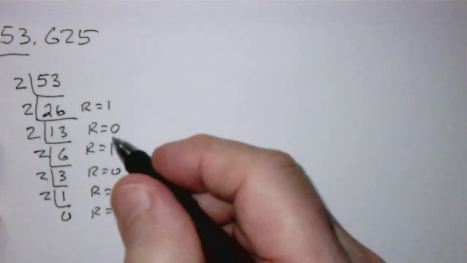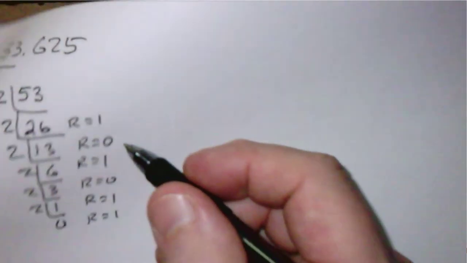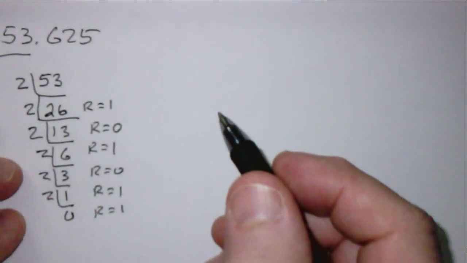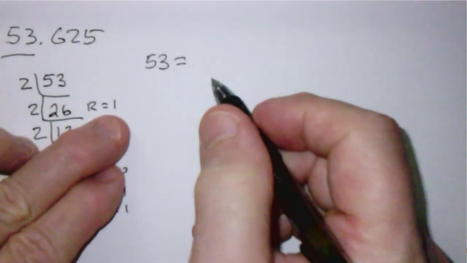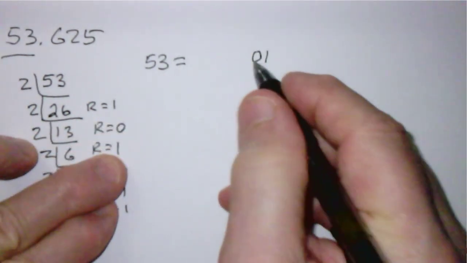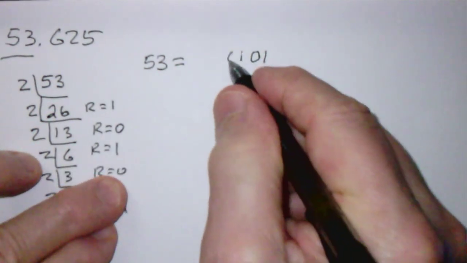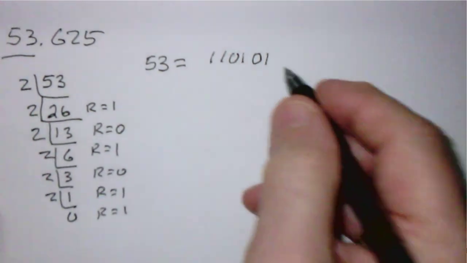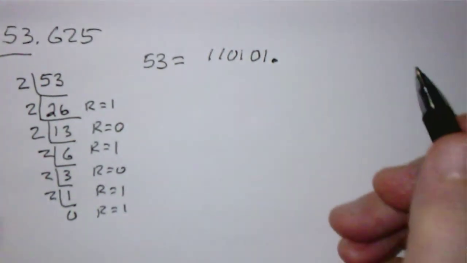So all we have to do then is we just rotate this, and we get a number that is... 53 then equals, this is the low order bit, so it's 1, 0, 1, 0, 1, 1. And there's our point right there.